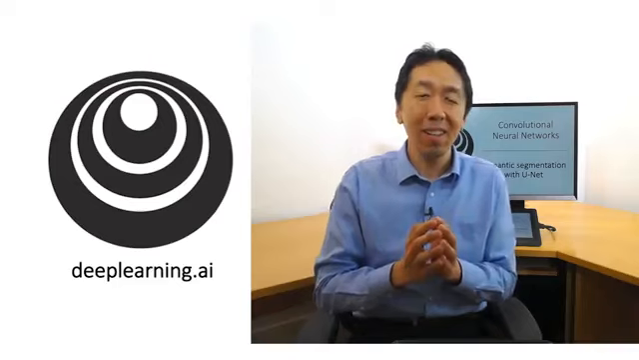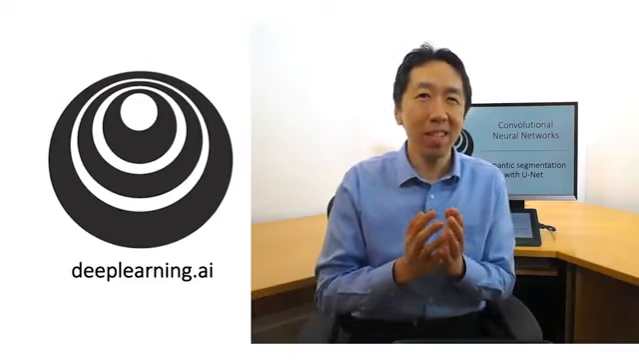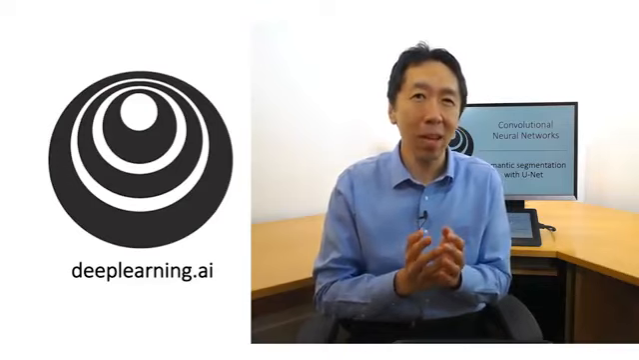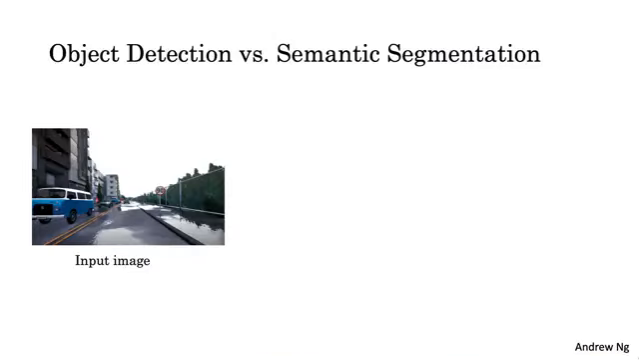where the goal is to draw a careful outline around the object that is detected so that you know exactly which pixels belong to the object and which pixels don't. This type of algorithm, semantic segmentation, is useful for many commercial applications today as well. Let's dive in. So, what is semantic segmentation?